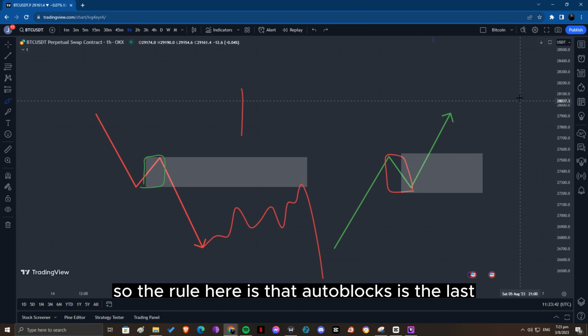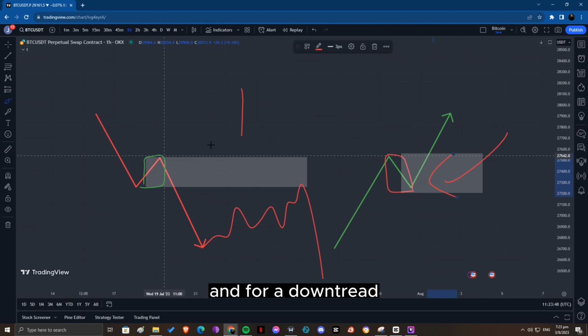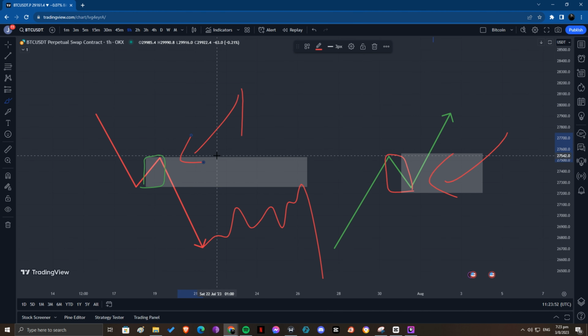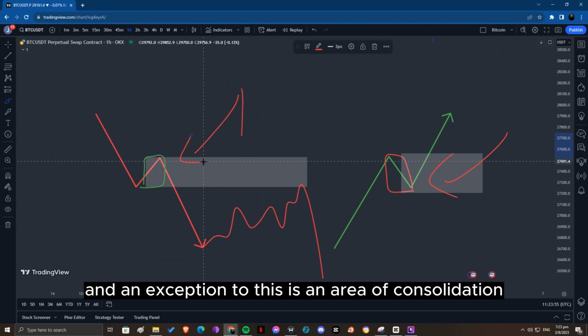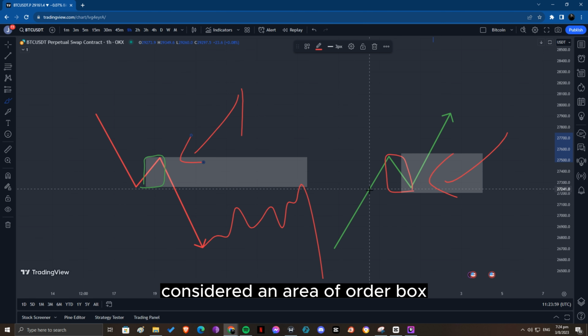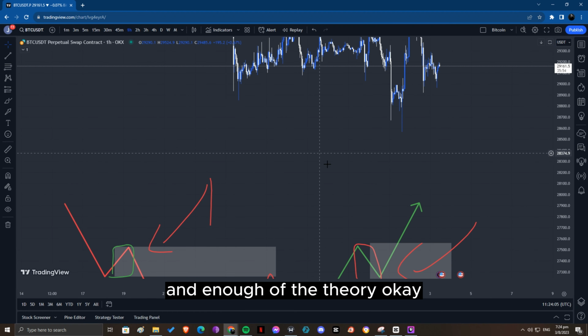So the rule here is that an order block is the last red candle before a move up, which is an uptrend. For a downtrend, it is the last green candle before a move down. An exception to this is an area of consolidation, which can also technically be considered an area of order blocks, but a more professional word to use for that is order flow. So let's get right into the charts and enough of the theory, okay?